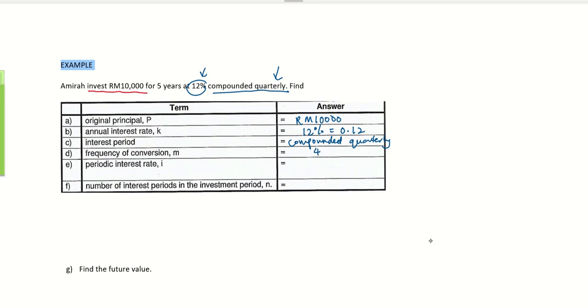And then E, find the periodic interest rate I. We use the formula K over M, which is K, 12% or 0.12, divided by 4. So I is equal to 0.03 or 3%. F, find the number of interest periods in the investment period, which is N. N is equal to M times T. M is 4 times T is 5 years. So N is equal to 20.